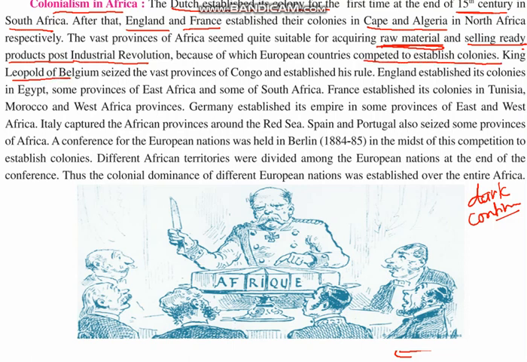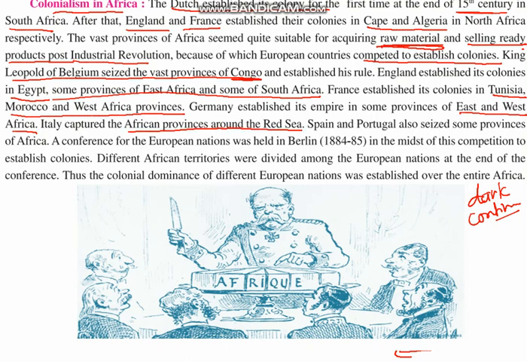King Leopold of Belgium seized the vast province of Congo. Congo is one of the nations, right? They established rule there. England established its colonies in Egypt. England acquired Egypt, some provinces of East Africa and some in South Africa too. France established its colonies in Tunisia, Morocco and West Africa. So you can see different nations started ruling different parts of Africa. Germany established its empire in some provinces of East and West Africa. Italy captured African provinces around the Red Sea. Spain and Portugal also seized some provinces of Africa.